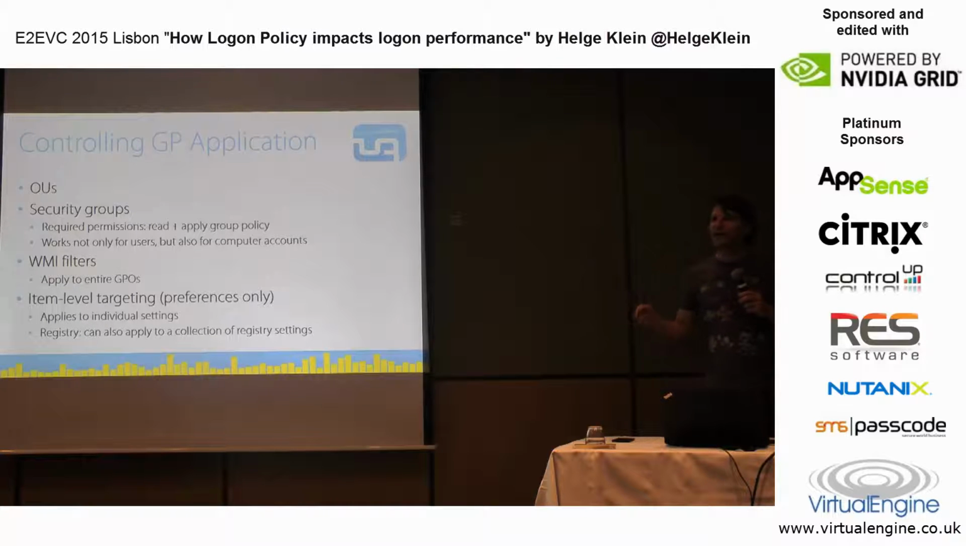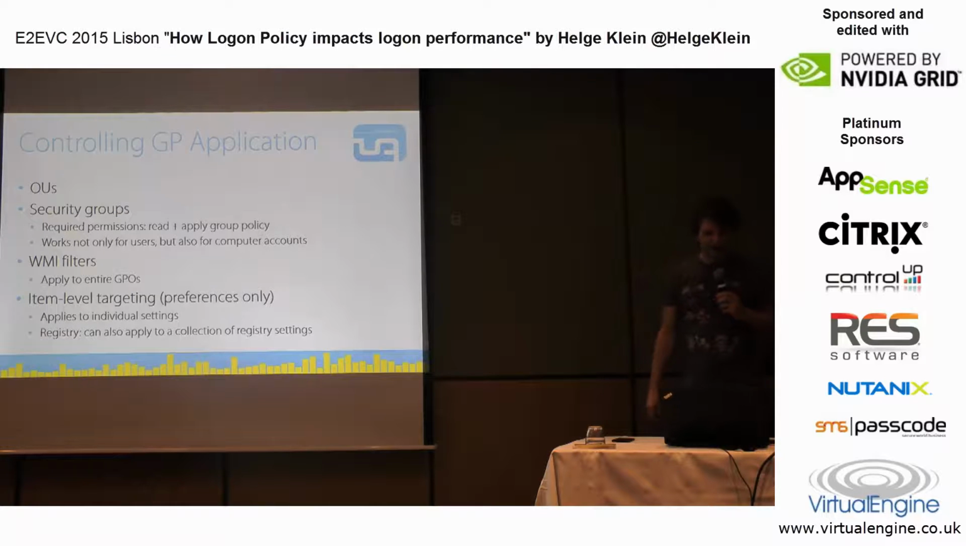So this WMI query is always set or run per entire GPO. If that GPO has 10,000 settings, there's one query that determines if those 10,000 settings are applied, yes or no. Item level targeting is different. It is available for preferences only, but it is available per setting. So you have that one big GPO with 10,000 different settings, and you have to set item level targeting on each of those settings.